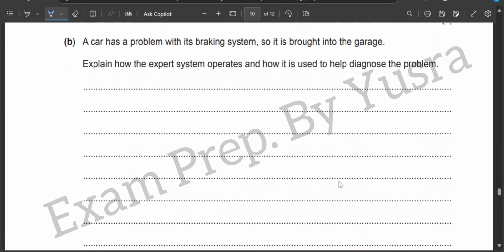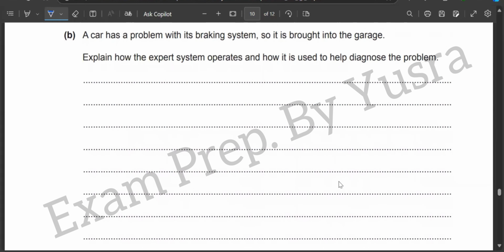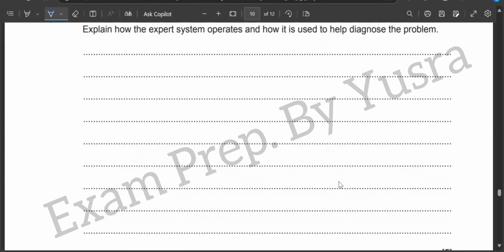A car has a problem with its braking system, so it is brought into the garage. Explain how the expert system operates and how it is used to help diagnose the problem. So to explain this, we would say that the user enters data into the interface.